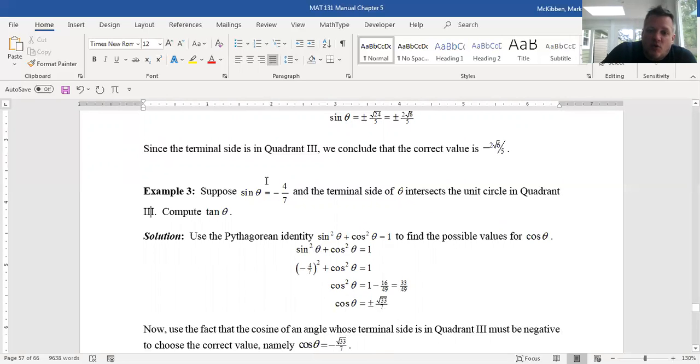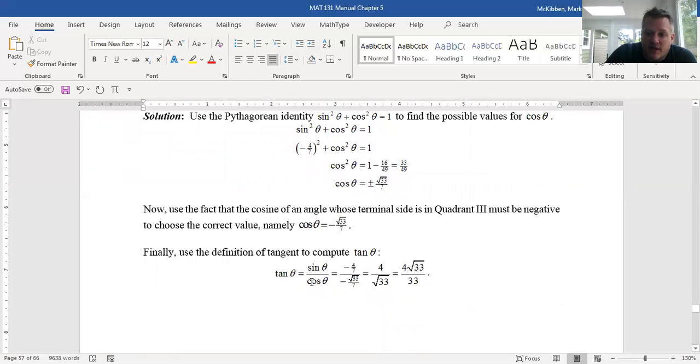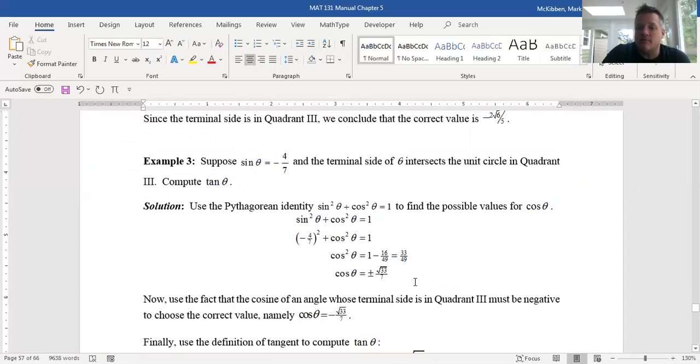Good. So I now have the sine of theta and I have the cosine of theta. So by definition of tangent, I divide the sine by the cosine to get that guy over that guy. The negatives and the 1/7 cancel, leaving me with 4 over radical 33. And if you want, you can write it in this form as well. Okay. Notice the process is the same. Use the Pythagorean identity, and then you use the definition of the other trig function to compute it.